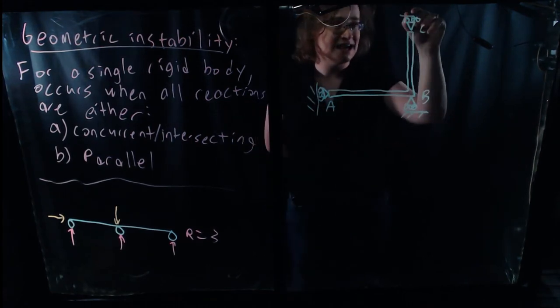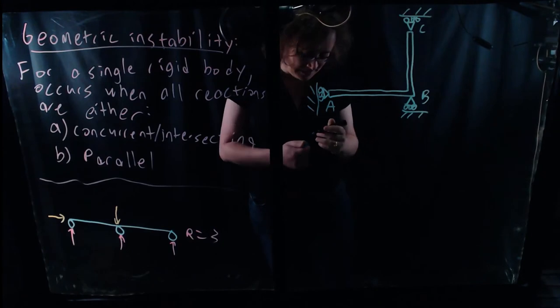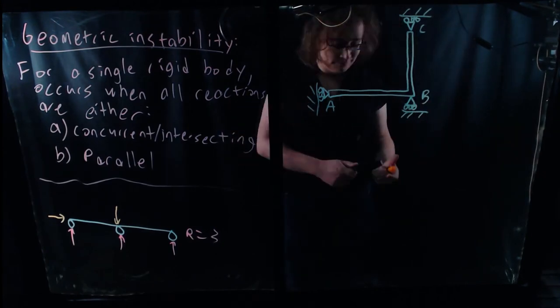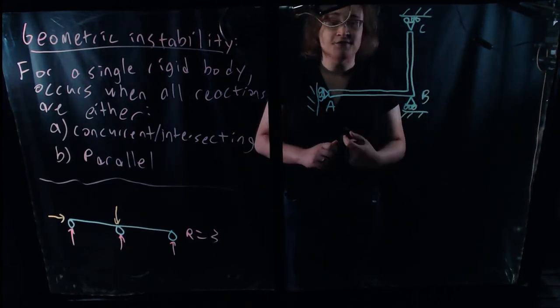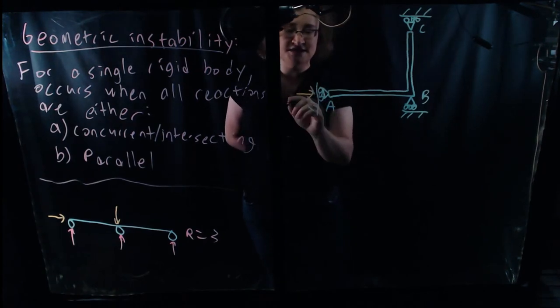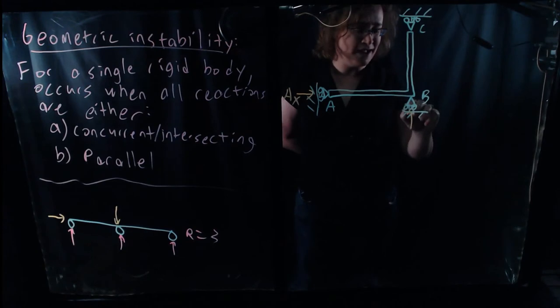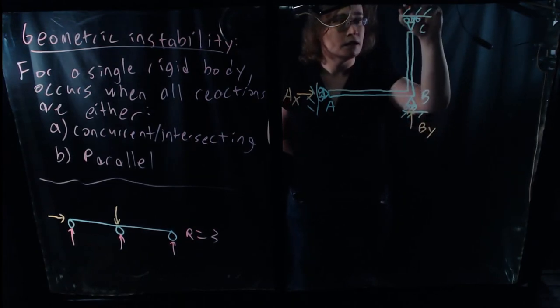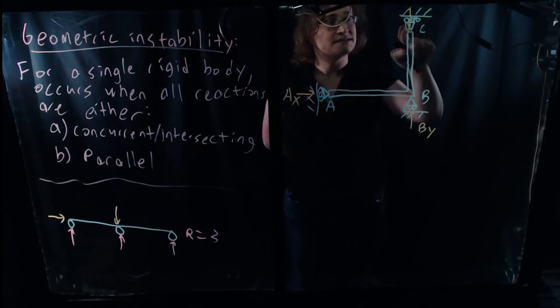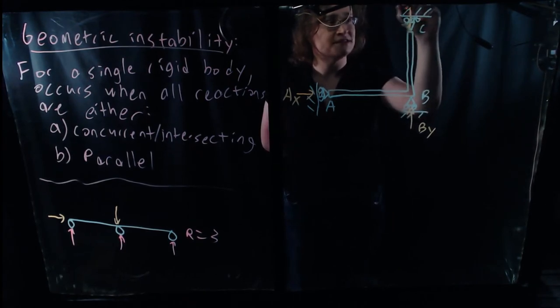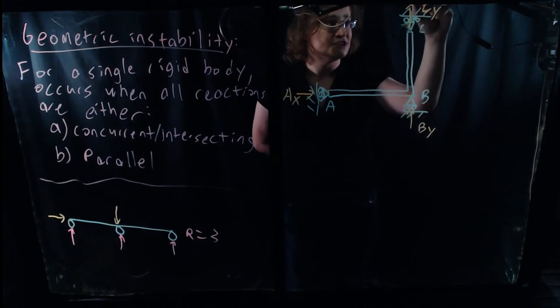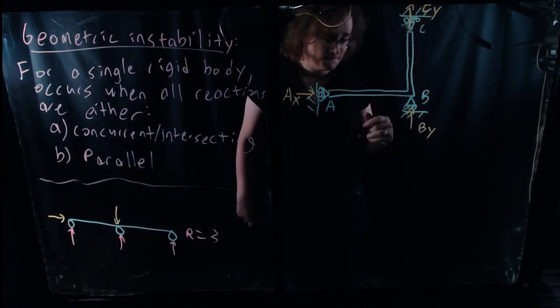It can be difficult to see at first, but I can prove it. So first of all, let's show the reactions. Let's label some reactions. This would be AX. We'd have a BY and a CY. Actually, I like to label all my reactions upward, so I'll do that. So CY, as shown.